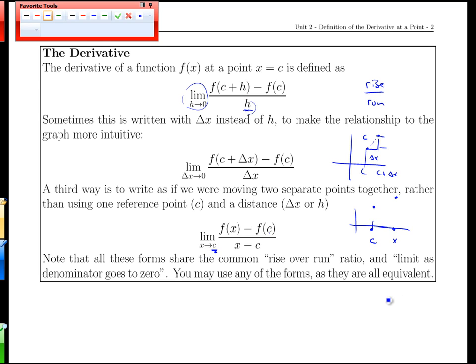So you may encounter these in different forms over the years, but they all represent exactly the same property. They're just different notations of convenience depending on how people are thinking about the relationship of the 2 points in the rise and run calculations.